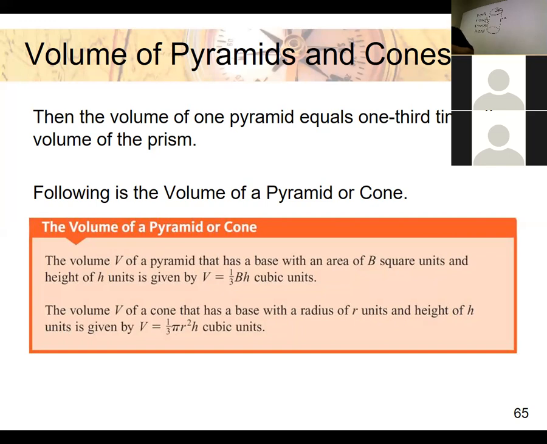Now for a cone, a cone is going to be 1/3 of a circular cylinder. So that'd be 1/3 pi r squared times the height, also in cubic units.